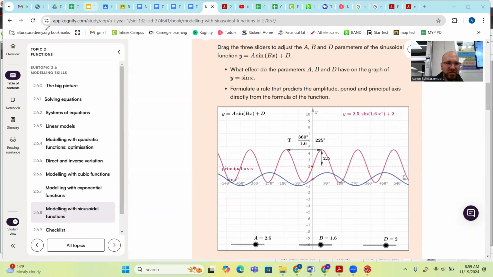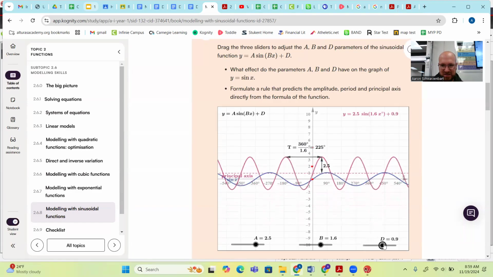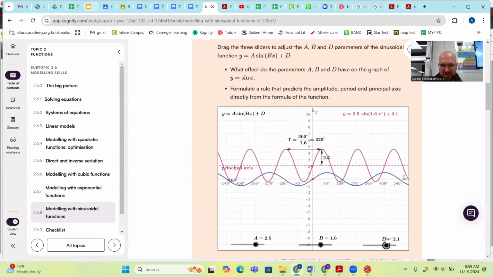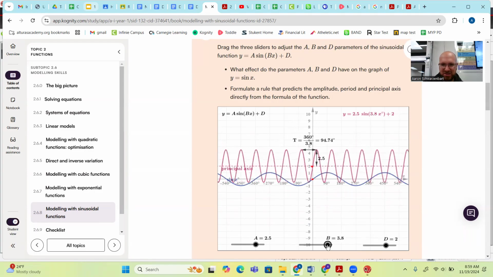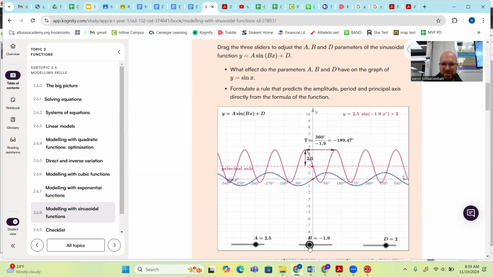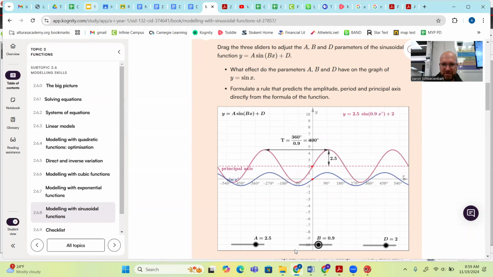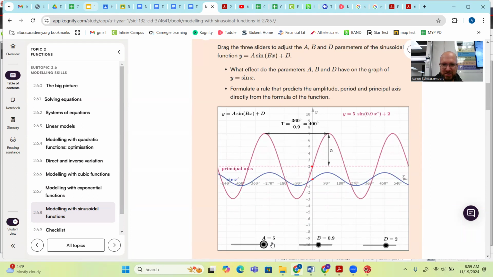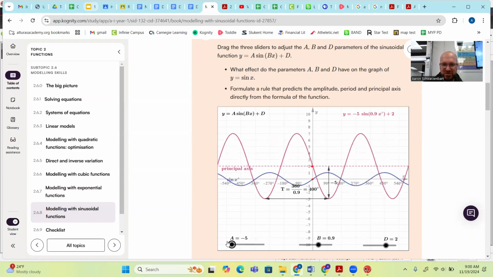I can move my principal axis. My middle still stays where it is. Adjusting b: as b gets larger, since the period was 2 pi divided by b, larger values of b make smaller waves. We're not really going to deal with any negative values of b. Adjusting the amplitude: if the amplitude becomes negative, it just flips it upside down.